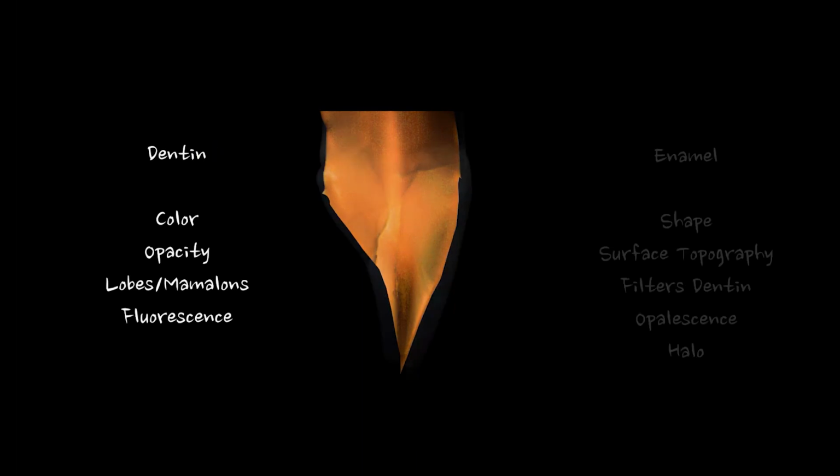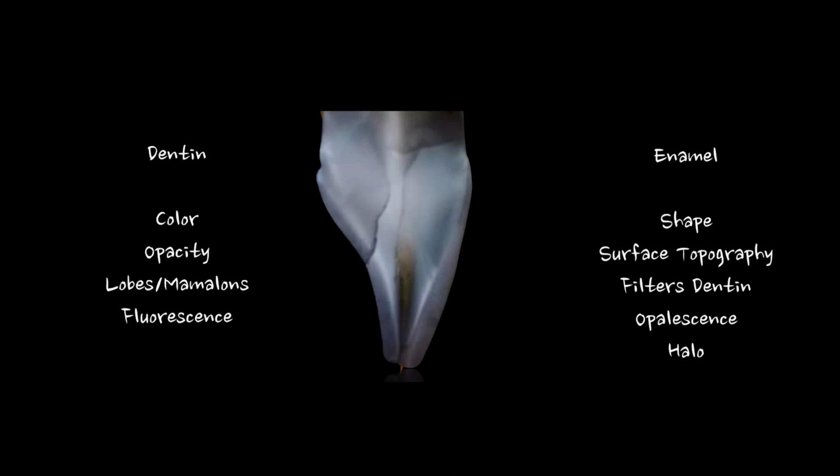The second part is the enamel. And the enamel really has more to do with the final shape of the restoration. It really is more about those final line angles and those heights of contour. It gives us the surface topography. It filters the dentin. It gives us some light filtering options into the dentin. It's where we get opalescence and it's where we create the halo of the tooth. So those two things have to be thought through in the preparation design.